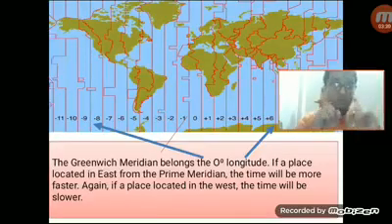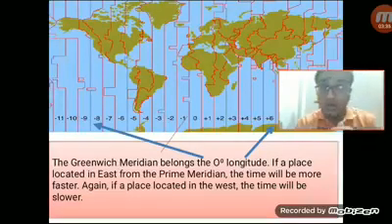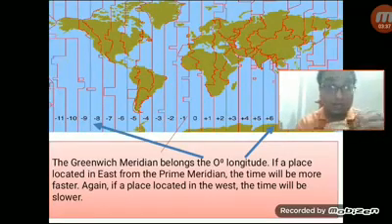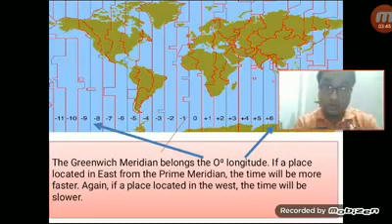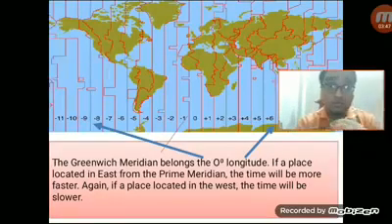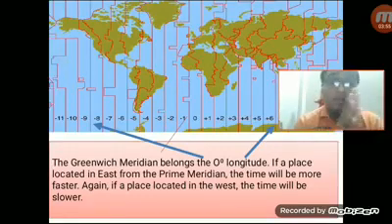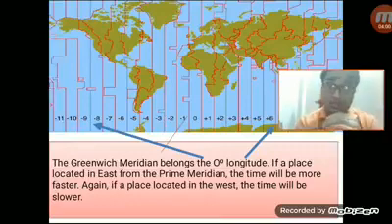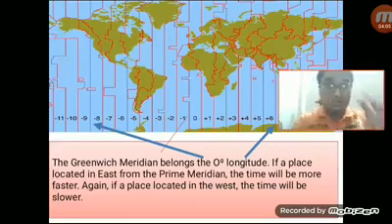So dear students, you have to understand that the Greenwich meridian or the prime meridian is at 0 degree longitude. If a place is located east of the prime meridian, the time will be faster. Again, if a place is located in the west, the time will be slower. This is very basic information regarding the prime meridian. Basically, we use the prime meridian to calculate the times of different places of the world. At the same time, we can find out the longitude of different places of the world.